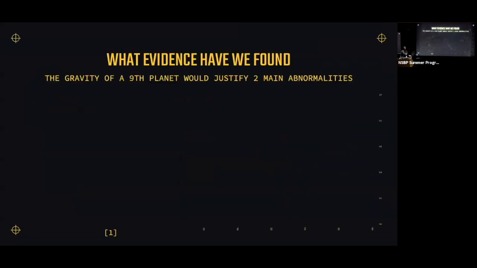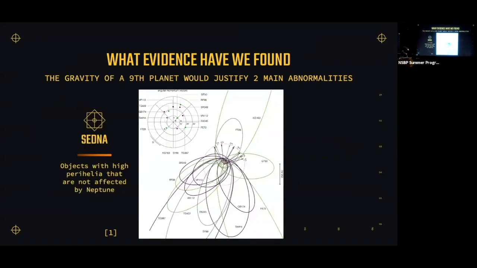So what evidence have we found of Planet 9? There are two main abnormalities that we have noticed in the solar system. First, we have Sedna as a perfect example, and I'm going to try to make this easy to understand. This is a top view of our solar system. The orbits that you see here are TNOs, not the planets. In the very center is the sun, and we can see that the closest portion of each individual TNO's orbit is clustered on the right side. We can all see that.